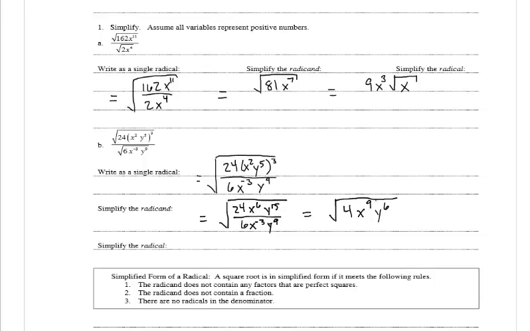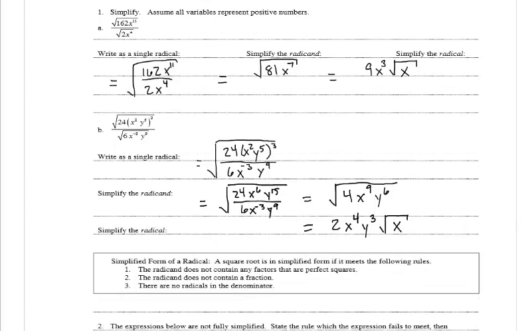And now it wants us to simplify the radical. The square root of 4 is equal to 2. The square root of x to the 9th: 9 divided by 2 is 4 with a remainder of 1, so we have x to the 4th. And then y to the 6th: 6 divided by 2 is 3, so y cubed, and we had one factor of x remaining inside the radical.